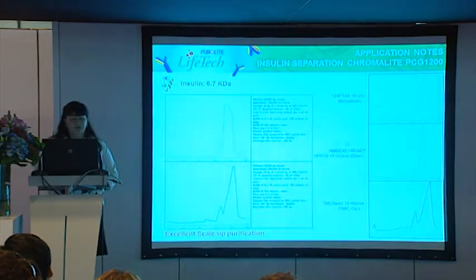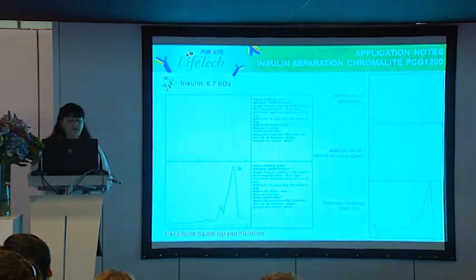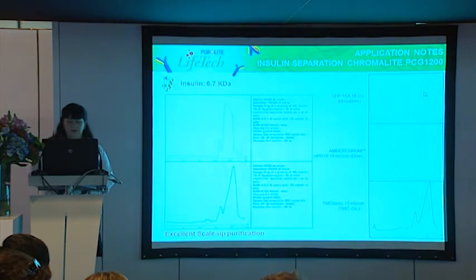Here are some examples of purification of insulin using different kinds of adsorbents. Here is the PCG 1200, and you see the scale-up is very good from 15 micron to 35 micron. And here you see the comparison with an existing resin. This is a silica, and these are synthetic resins.